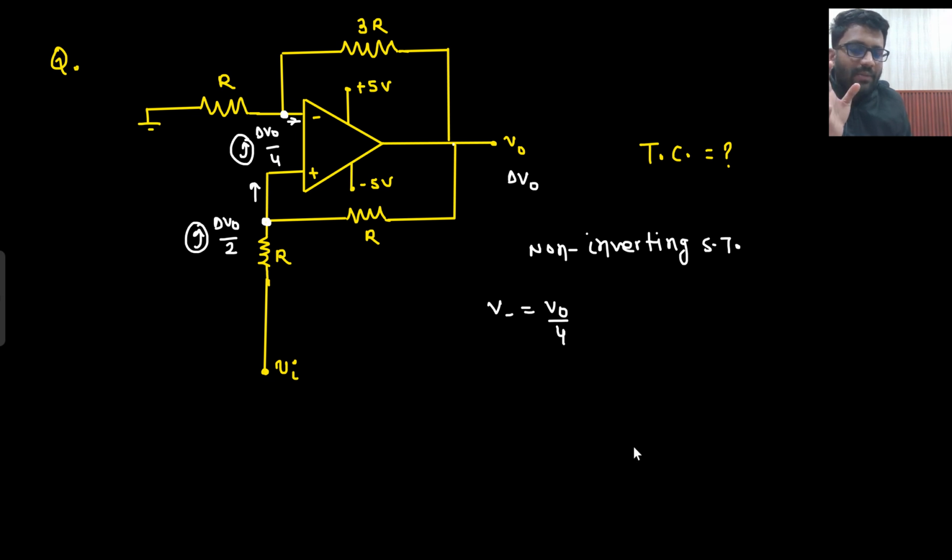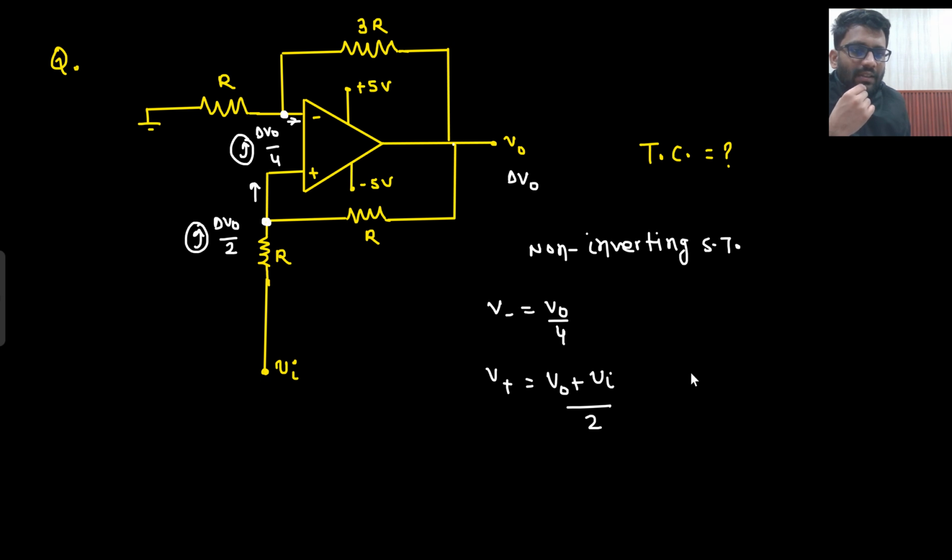But now, what is my target? I know that I need to find UTP, LTP. So how do I find UTP, LTP? Get V negative. V negative is V naught by 4. Get V positive now. What is V positive? V naught plus V in by 2. How did I write it? V naught into R plus V in into R divided by 2R. So this is my V positive.